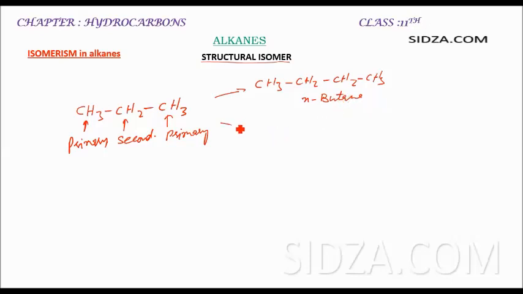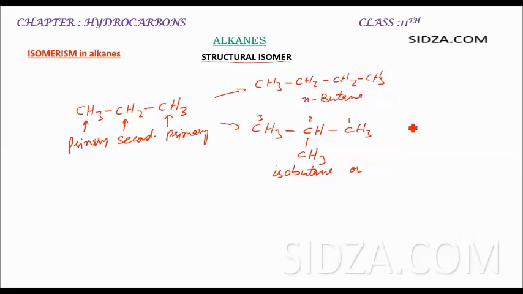But if I replace the hydrogen from the secondary carbon and put the methyl group there, I will get CH3, CH, single bond, CH3, and this is the CH3. This is called isobutane, and you can also call it 2-methylpropane. Now these two compounds have the same formula.